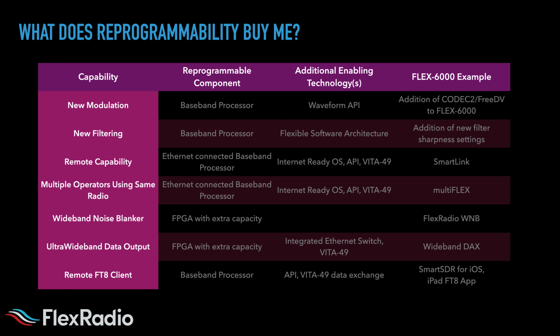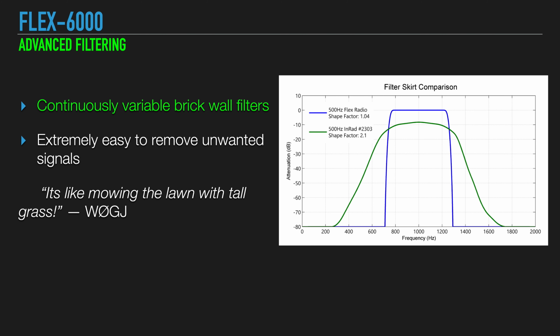Another example would be remote FT8 client. If you wanted to do WSJT-X modes like FT8 and you wanted to use that client remotely, you really do need the ability to access the radio, both its control and its streaming data, remotely. So an example of that in the Flex 6000 realm is the SmartSDR for iOS iPad app, which allows you to do FT8 on the radio remotely. So this is just an example of what you can get out of some of these capabilities.